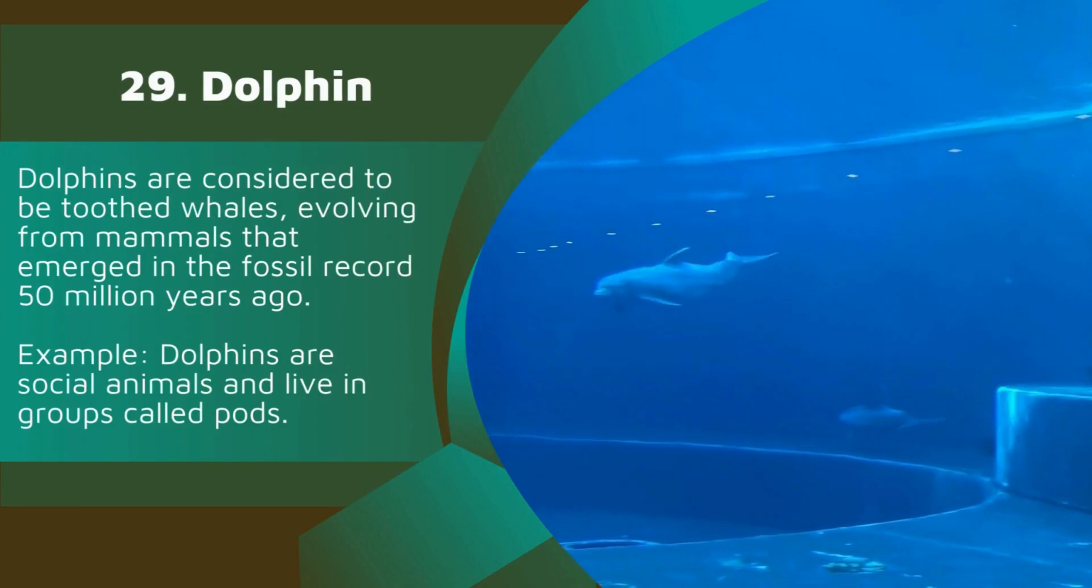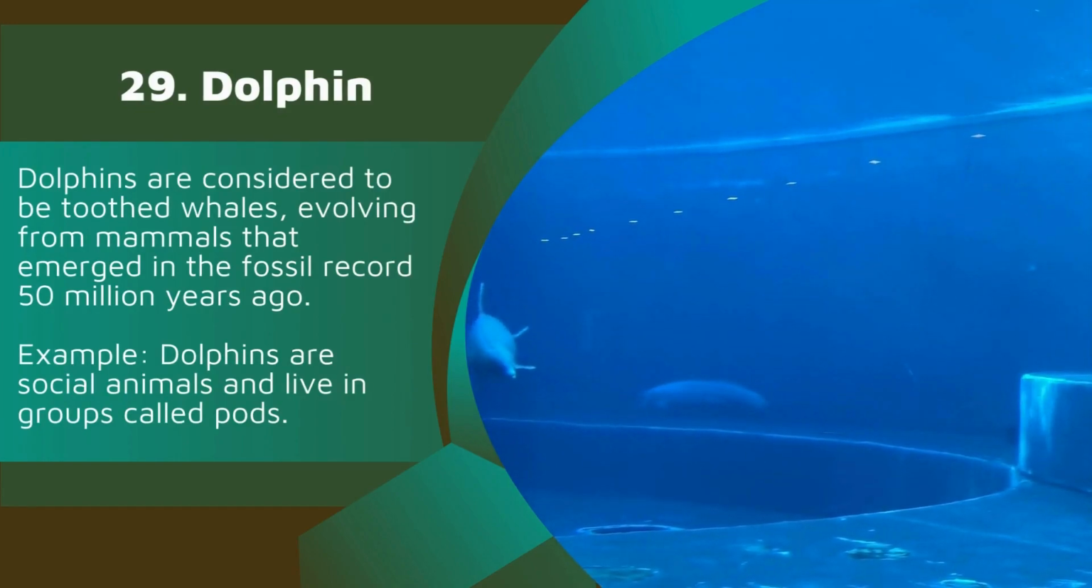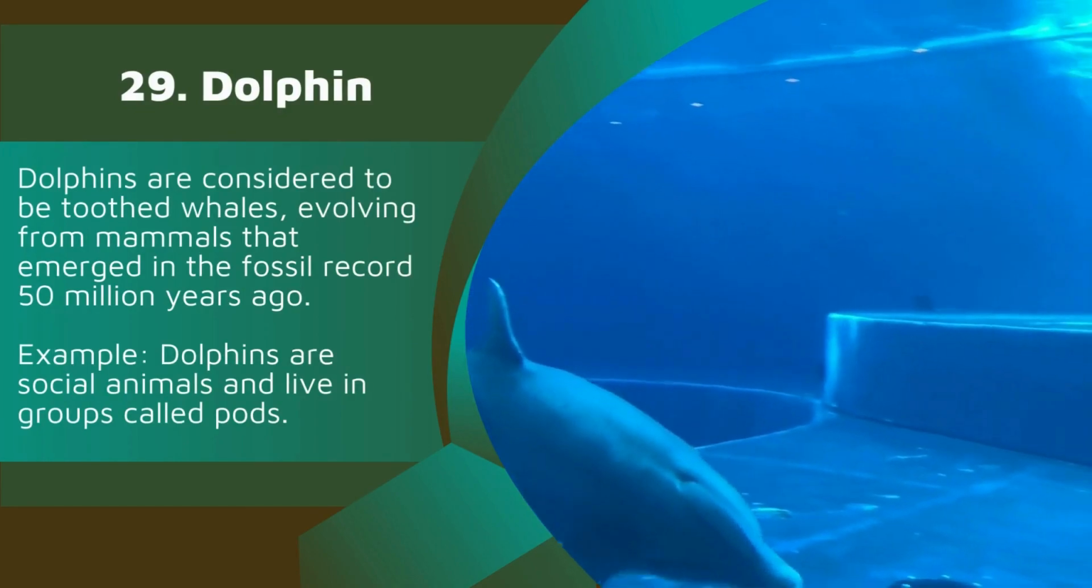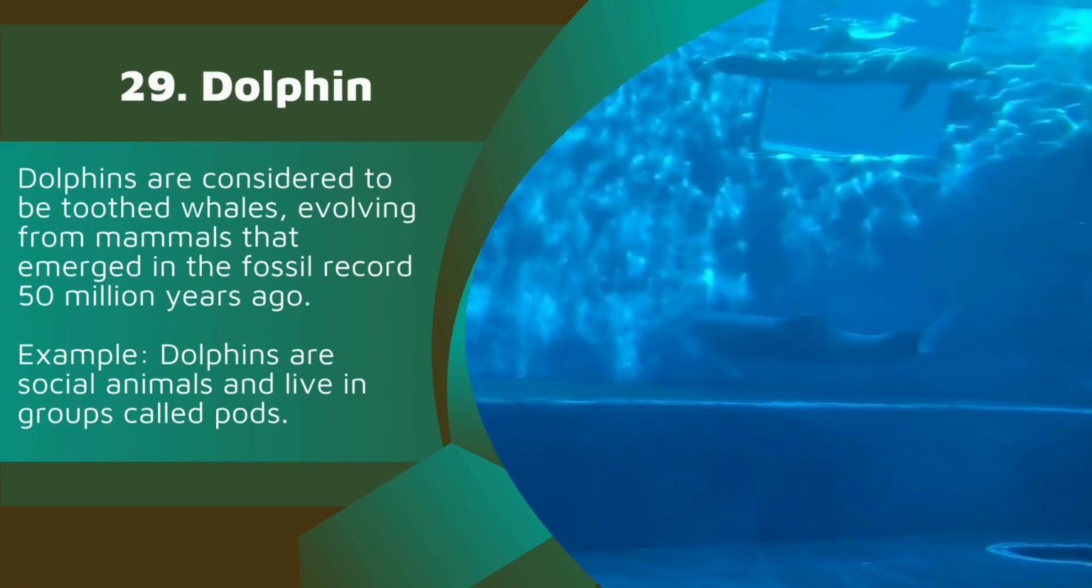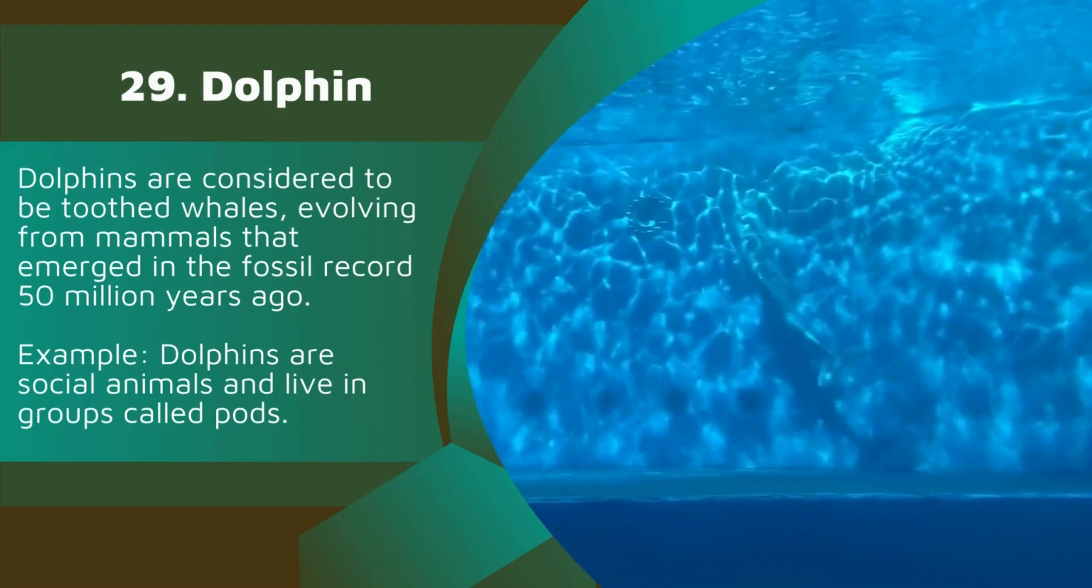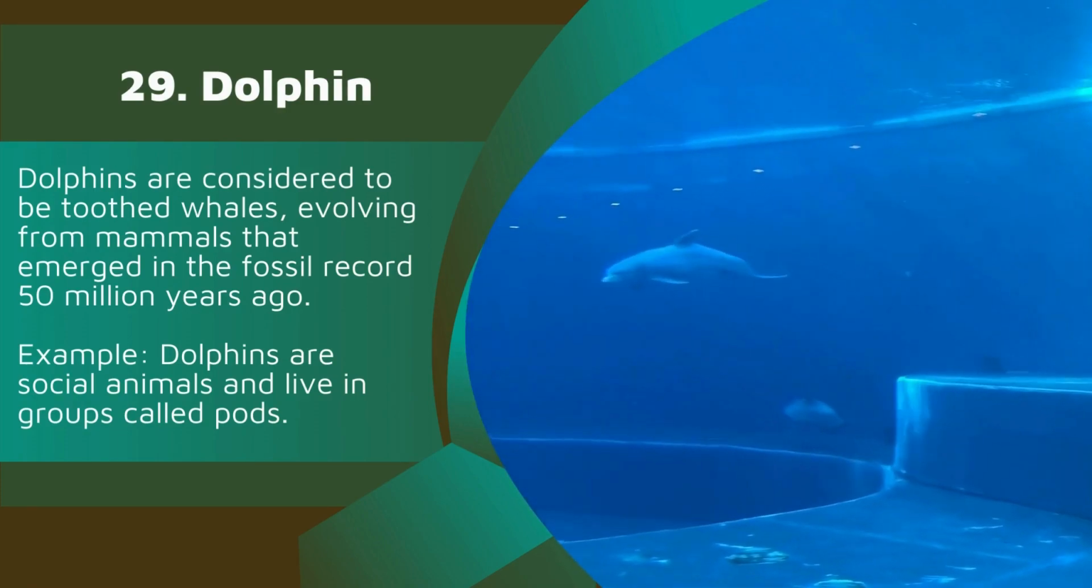29. Dolphin. Dolphins are considered to be toothed whales, evolving from mammals that emerged in the fossil record 50 million years ago. Example, dolphins are social animals and live in groups called pods.